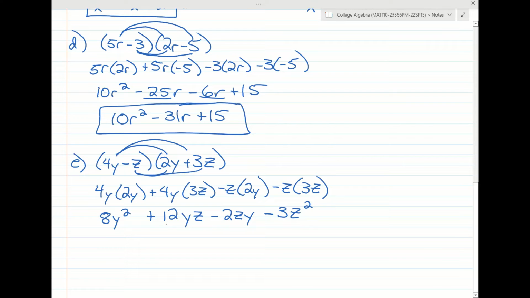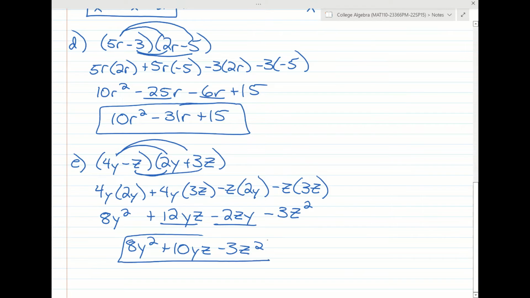And looking at this, it looks like we do have similar terms here. So 12yz and minus 2zy, we know that commutative property says y times z is the same as z times y. So we'll just combine these to be 8y squared plus 10yz minus 3z squared.